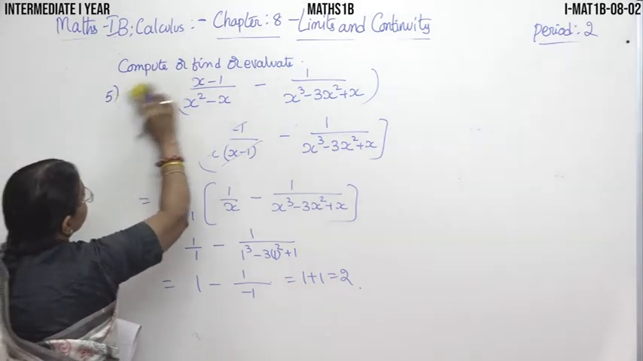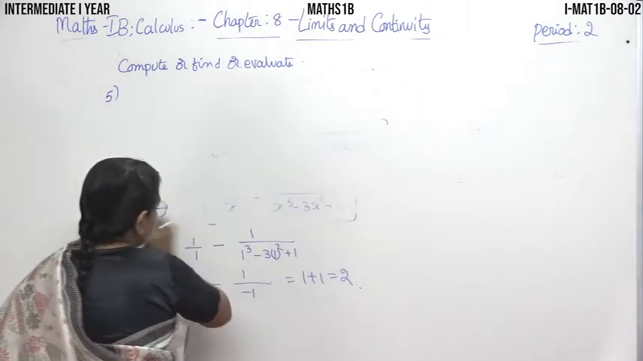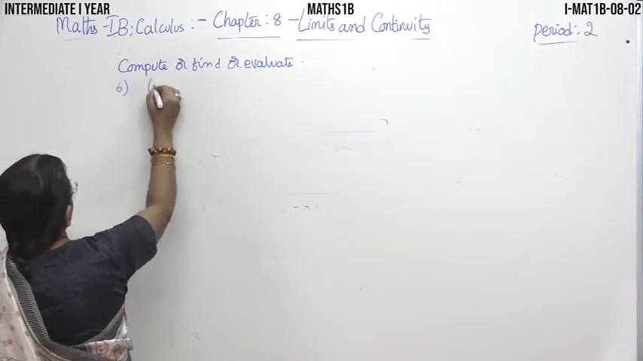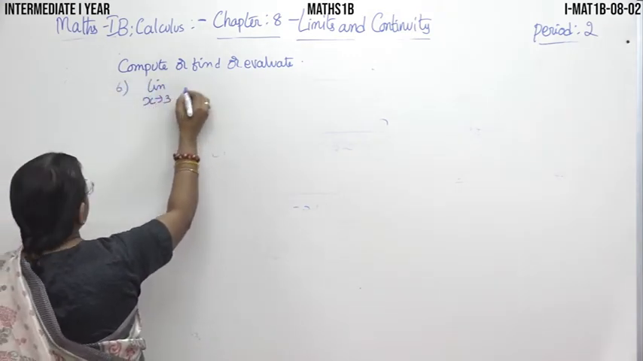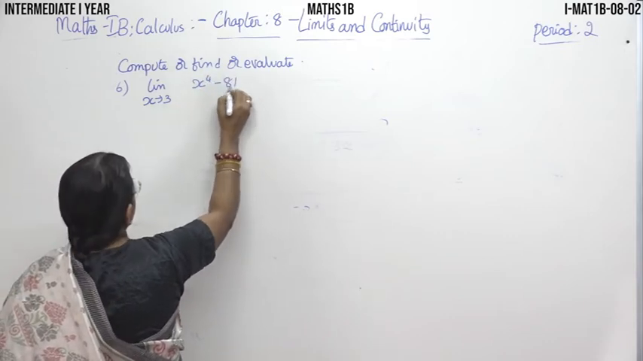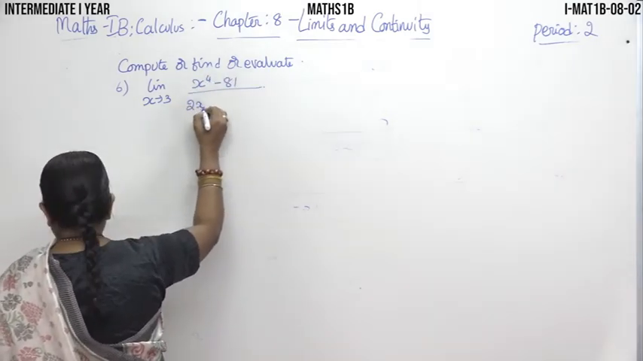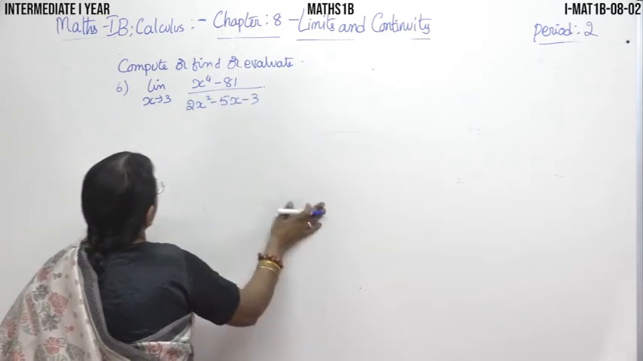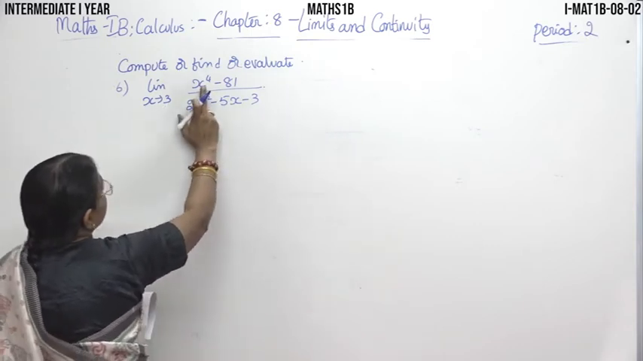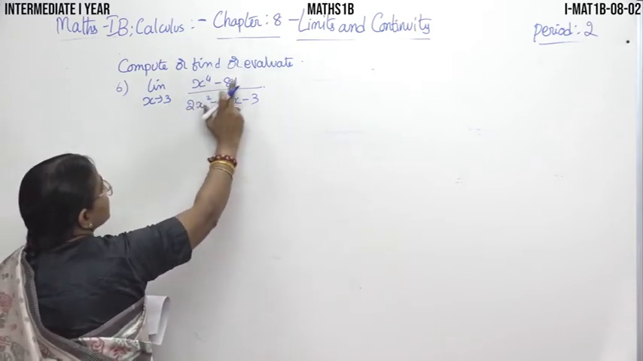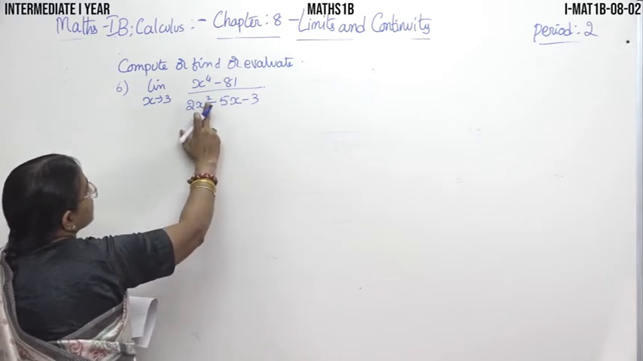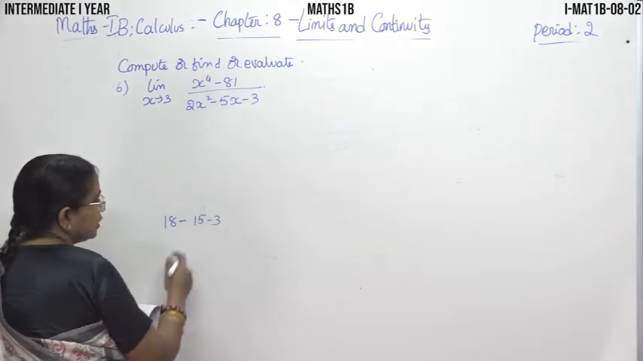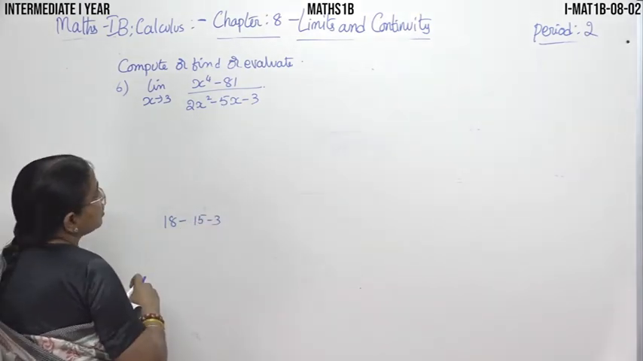Next problem. Next, sixth problem. Limit x tending to 3 of x to the power 4 minus 81 by 2x square minus 5x minus 3. Now when I substitute limit as 3 here, this is 3 power 4, 81 minus 81. And here this is 3 3s 9, 2s 18. 18 minus 15 minus 3, that is 0. So it is in the 0 by 0 form.